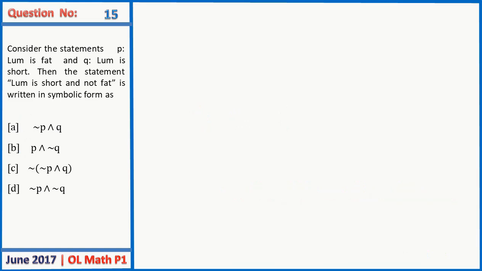Question number 15. Consider the statements P, lum is fat, and Q, lum is short. Then the statement lum is short and fat, and not fat, is written in symbolic form as... So here we have the logic statements P and Q. Let us start with lum is short. So P, then lum is fat, we have Q. Lum is fat and short, we have P and Q. Then finally we have lum is fat and not short. Not short now, we have negation of the short. So we have P and not Q, like that. So the key here is B.